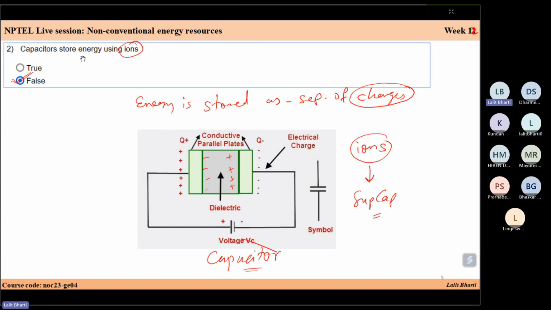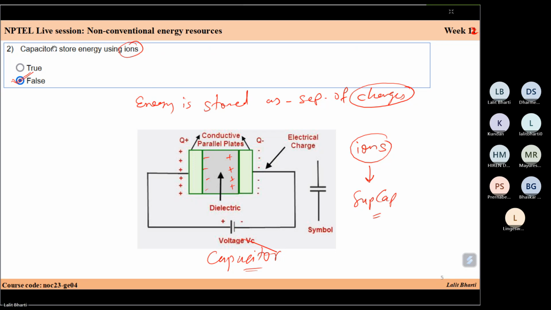Then we have the second question, on conventional capacitors. The statement is: a capacitor stores energy using ions. There's a catch, and this statement is false. If they asked whether a supercapacitor stores energy using ions, then it would be correct. But they are asking about conventional capacitors.